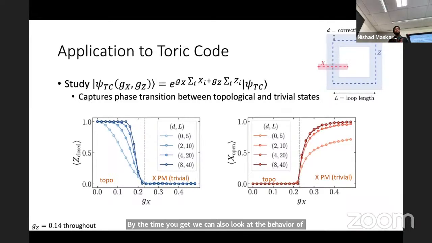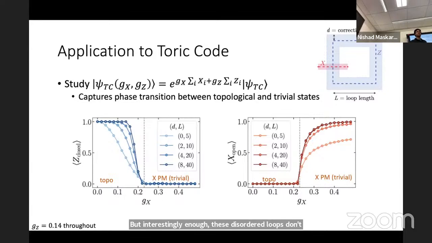We can also look at the behavior of open loops. Open loops are the things that are non-zero in the disordered phase, or the trivial phase. And here we see open loops get amplified in the disordered phase. They remain at 0 in the topological phase. But interestingly enough, these disordered loops don't get amplified to 1, but to some finite value.